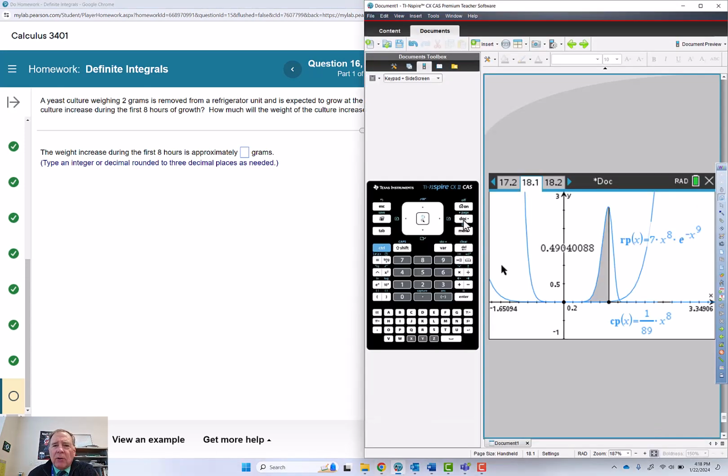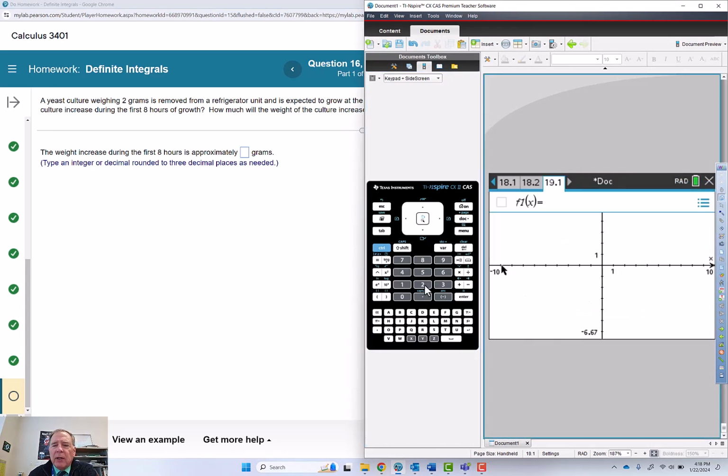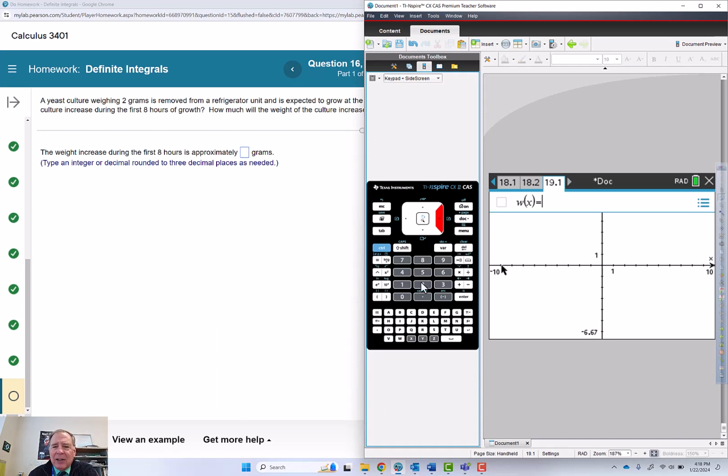So we're going to start a new problem, doc 412, and I'm going to make this w, and it's going to be a function of x instead of a function of t. And it's 0.4 e to the power of 0.4 x, where x is the understudy for t.